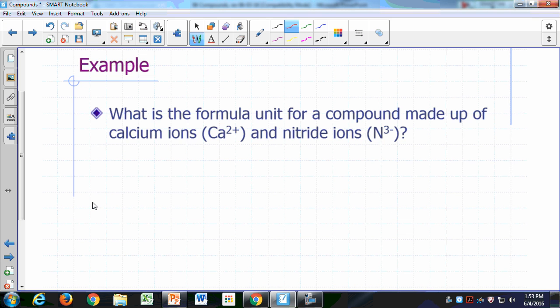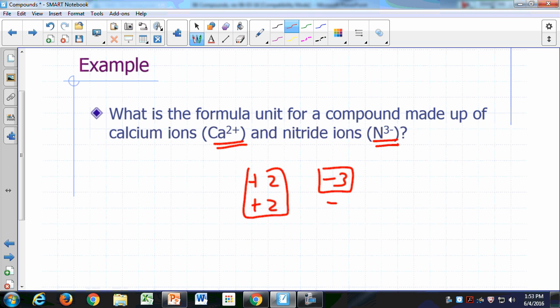What is the formula unit for a compound made up of calcium ions and nitride ions? So the cations will have a +2 charge. The anions have a -3 charge. Well, what's the simplest combination of +2s and -3s that would add up to 0? You have a +2, 1 of each. That's not going to add up to 0, right? How about 2 of each? 2 and 1. 2 cations, 1 anion.